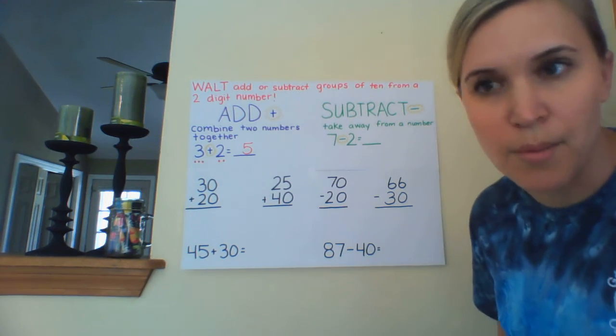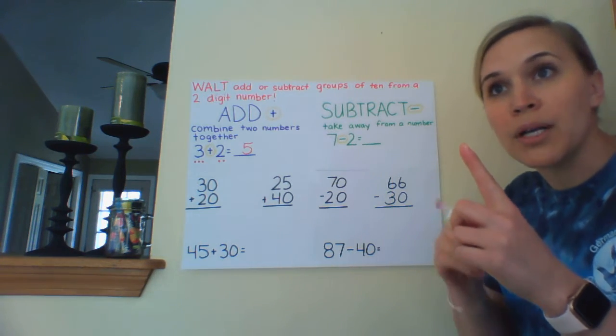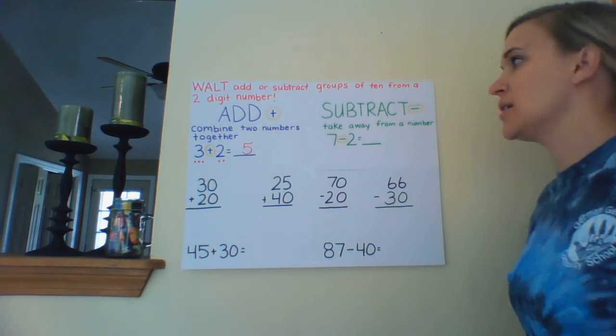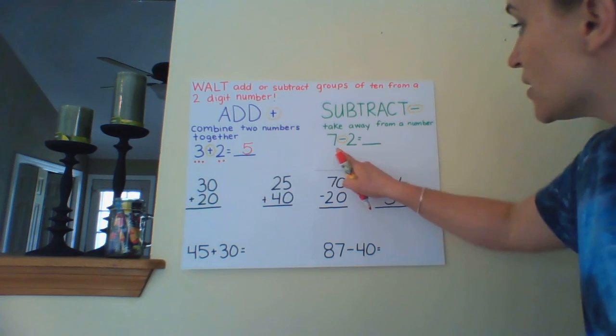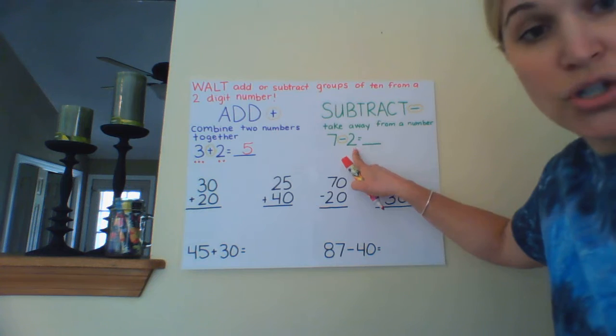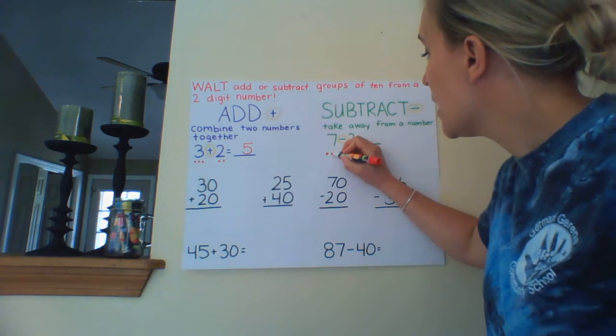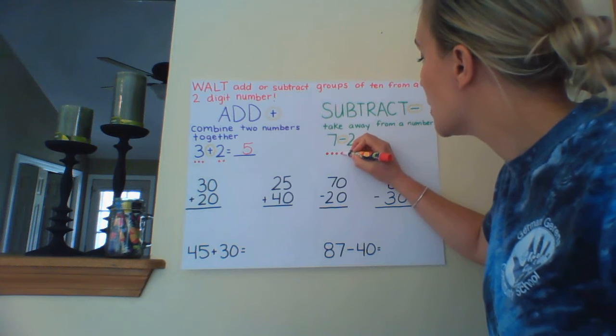And when you subtract, when there's the minus sign, you take away from a number. So you start with one number, and instead of putting more to it, you're taking away from the first number. I'll show you. So here we have 7 minus, or take away, 2 equals blank. So I'm going to draw my 7, because with subtraction you always start with the biggest number.